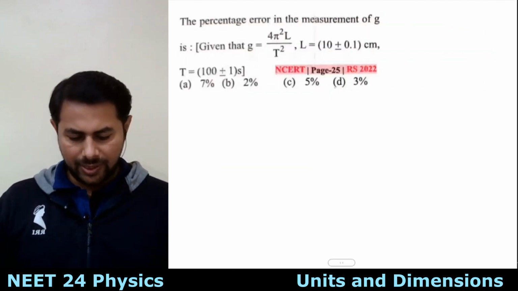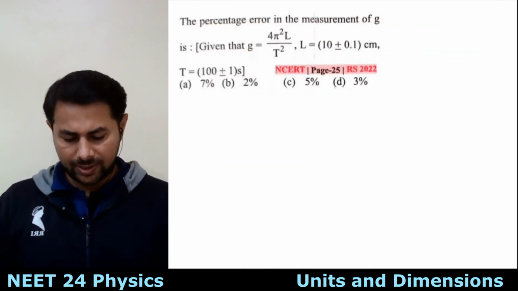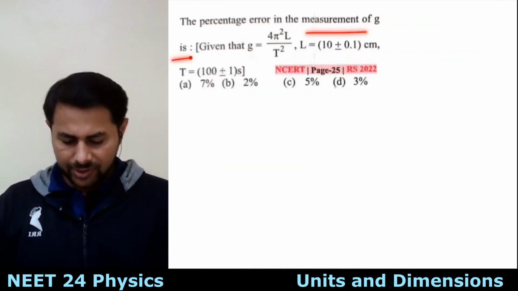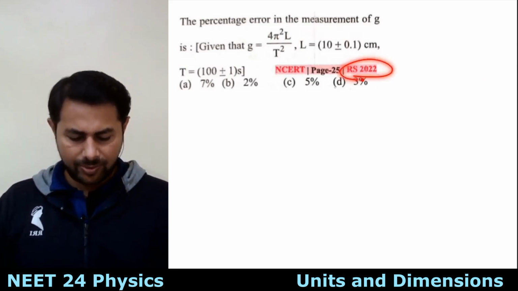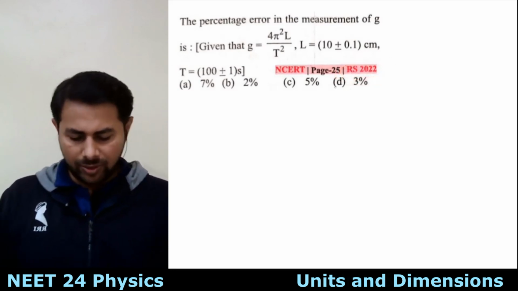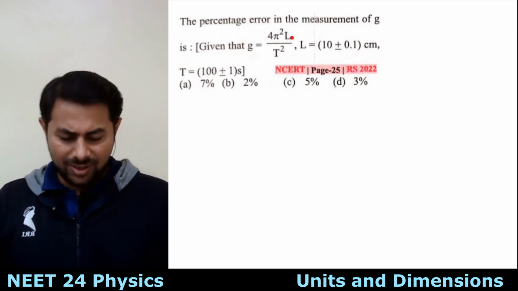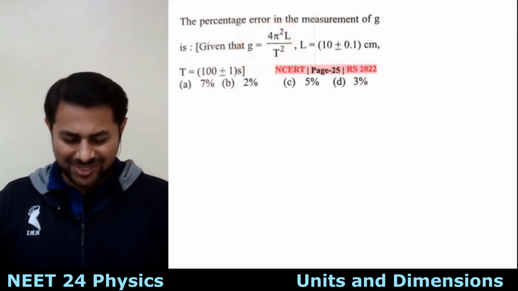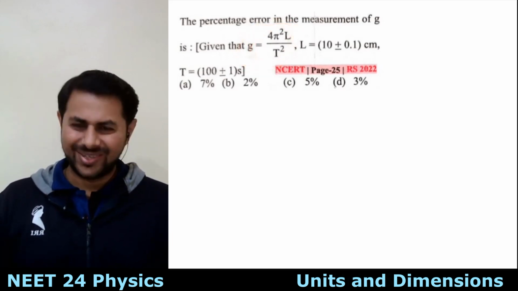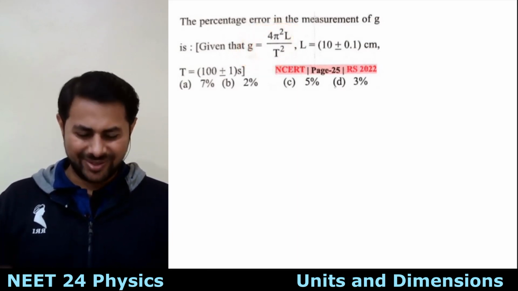Okay, good. Let's see the next one. The percentage error in measurement of G is. So this is not from NEET, this is from some other exam, RS 2022. Anyways, what will be the percentage error? They are so generous, they have given the formula also. In NEET it will not be given, mostly.